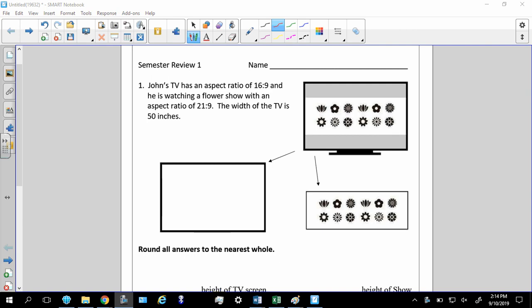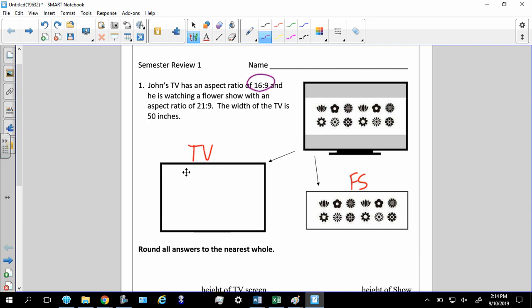Question number 1. John's TV has an aspect ratio of 16:9, and he's watching a flower show with an aspect ratio of 21:9, the width of the TVs. All right, so I went ahead and took John's TV, which is right here, and I cut it into two rectangles. This big rectangle represents the actual TV itself. This right here represents the flower show. Okay. Now, when I read it, it says that the TV has an aspect ratio of 16:9.